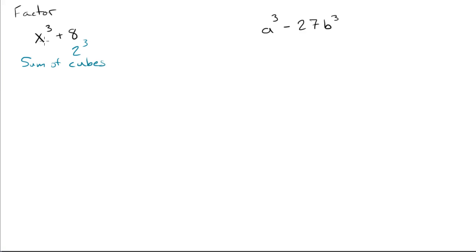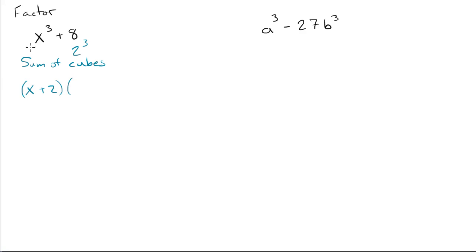And the formula for factoring a sum of cubes is you take the cube root of the first thing, what's being cubed here, and you add it to the cube root there. So x plus 2, right, because this is 2 cubed. This is x cubed. That's my first factor.